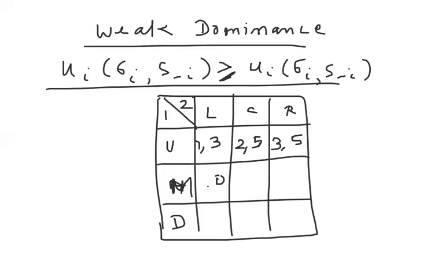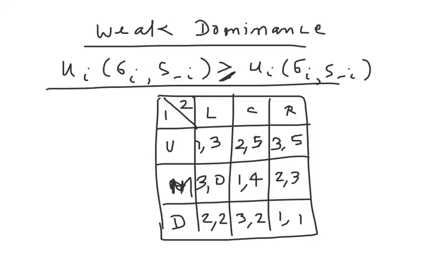And here, say 0, 3, there is 1 and 4. And here is, let's say, 2 and 3. And over here is, let's say, 2 and 2. Here is 3 and 2. And here is 1 and 1. All right. So in this game, let's focus on player 2's strategies here.